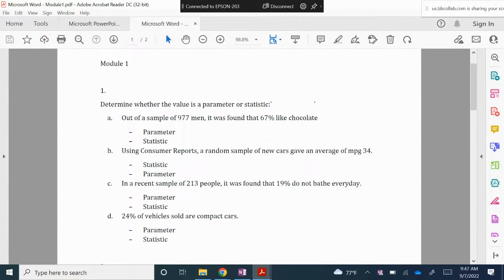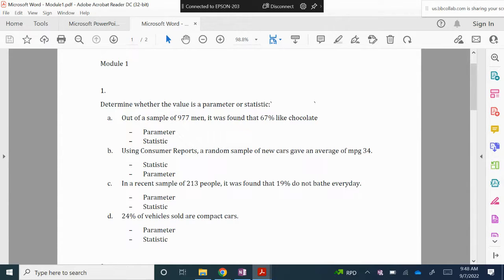B says using consumer reports. And consumer reports, I don't know how many people are familiar with that or not, but it attempts to get information from every single consumer. A consumer is somebody who buys stuff, so that's supposedly all of us. I've never heard from these people, so. But it says using consumer reports, a random sample of new cars gave an average of 34 miles per gallon. So is this a statistic or a parameter?